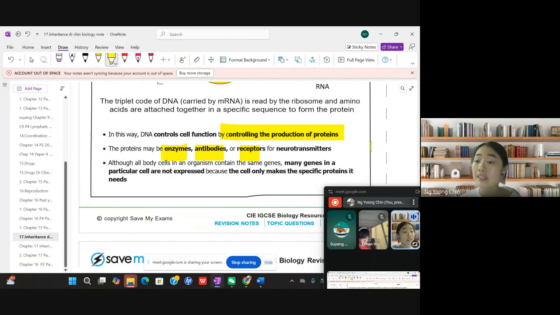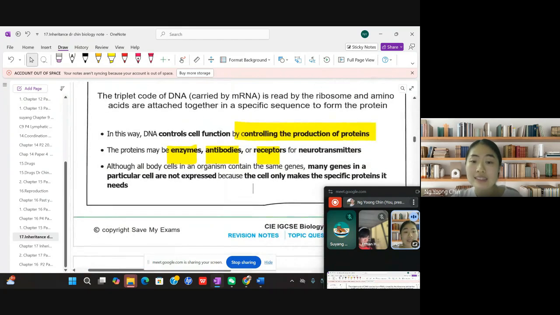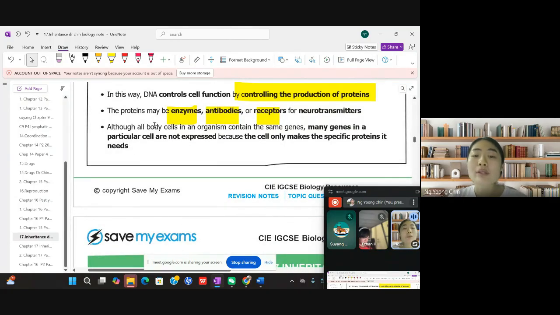So those are under the control of the DNA, because DNA is the one that decides whether to produce a protein or not. So all are decided by the DNA. DNA is a big boss, okay? So although all body cells in the organism contain the same genes, many genes in a particular cell are not expressed. You can see this statement: even though all body cells in the organism contain the same genes, many genes in a particular cell are not expressed because the cell only makes the specific protein needed.